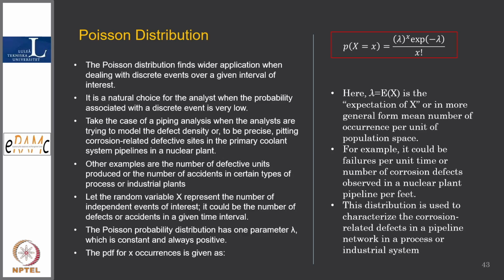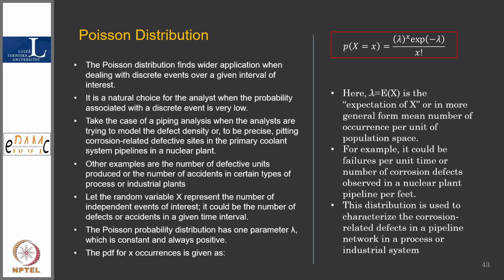comes into the picture. The Poisson distribution finds wide application when dealing with discrete events over a given interval of interest. It could be 10 minutes, 1 hour, 2 hours, 5 hours. We want to analyze this because in city planning it is required to know what the traffic is, and that can be done very well with this kind of distribution. Or suppose the other problem could be a pipeline: how will you encounter the number of defects per foot of length, or what is the frequency of those things. So this distribution is very useful there.